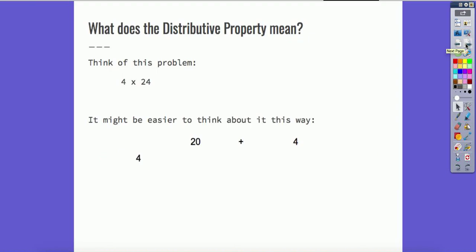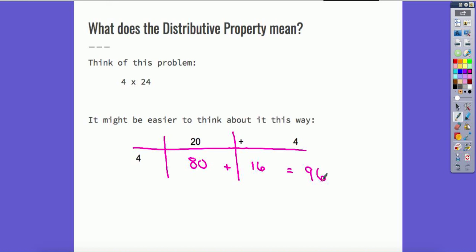There are a lot of different ways to think about it, but if you think about this problem, 4 times 24, it might be easier to think about this 24 as two different chunks, 20 plus 4, because 20 plus 4 is still 24. So if I separate it out, it's like I'm taking this 4 times each piece that made up 24. So 4 times 20 gives me 80, plus 4 times 4 gives me 16, and when I add those together, I get 96.